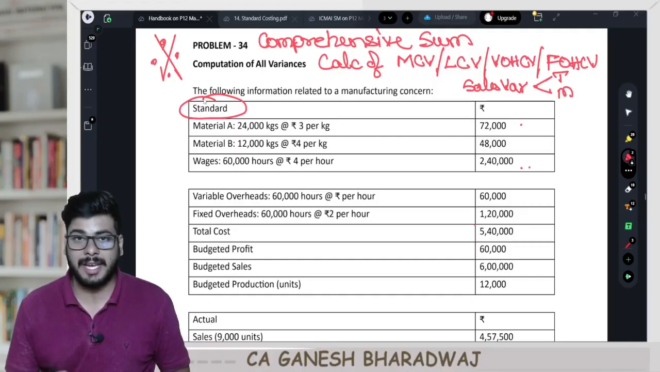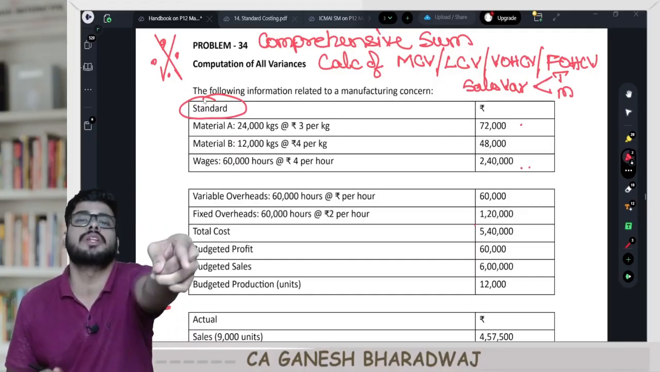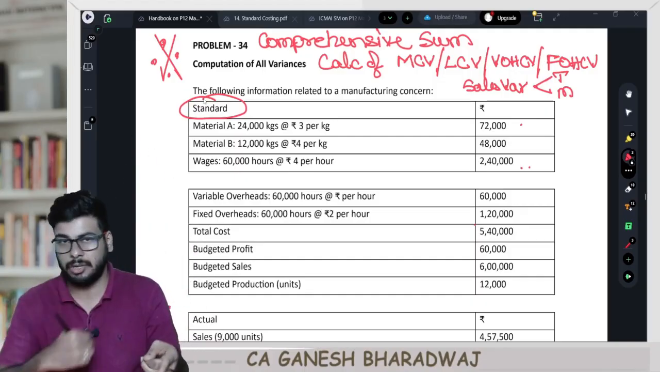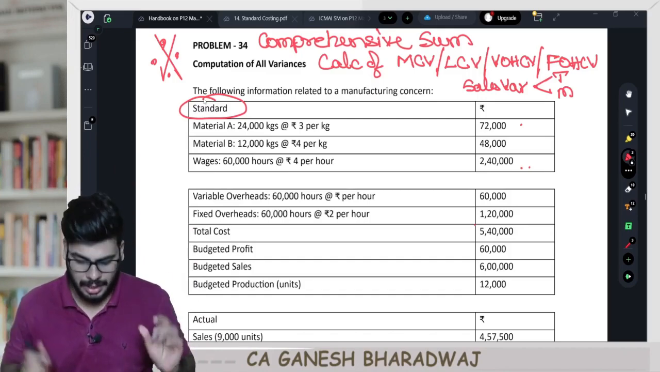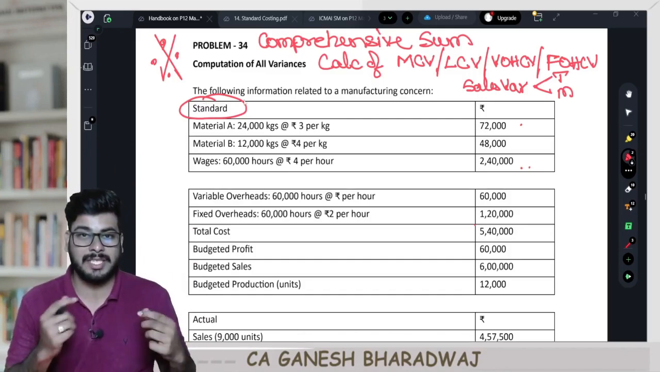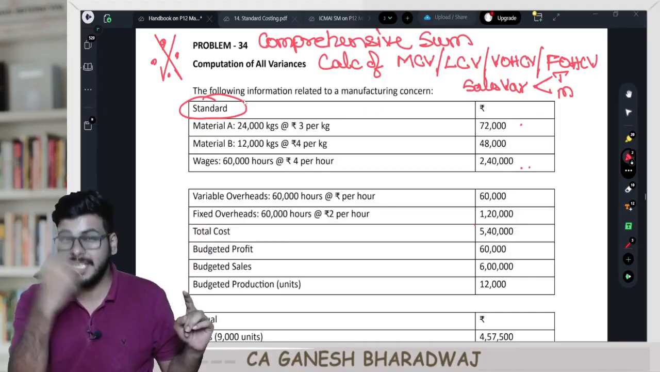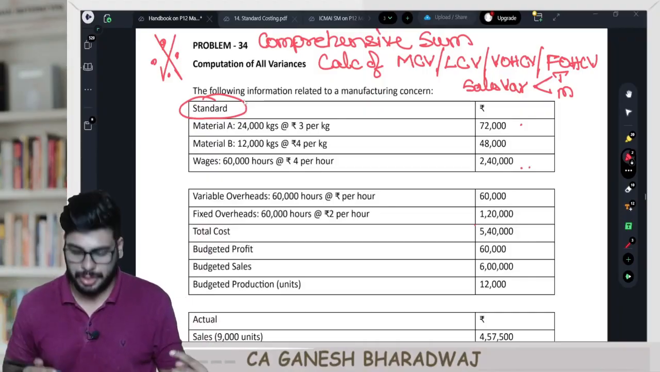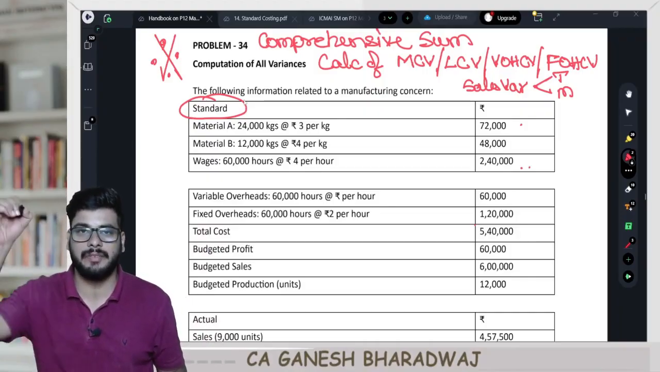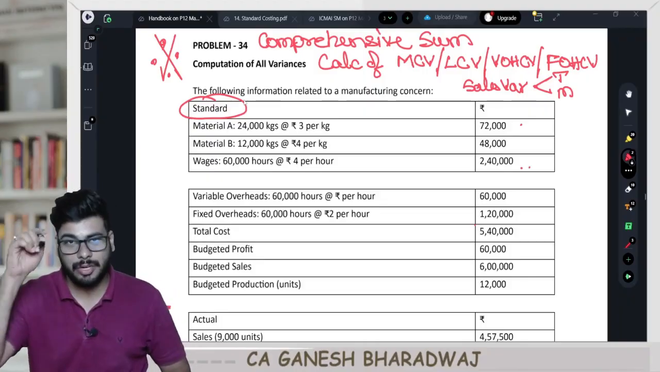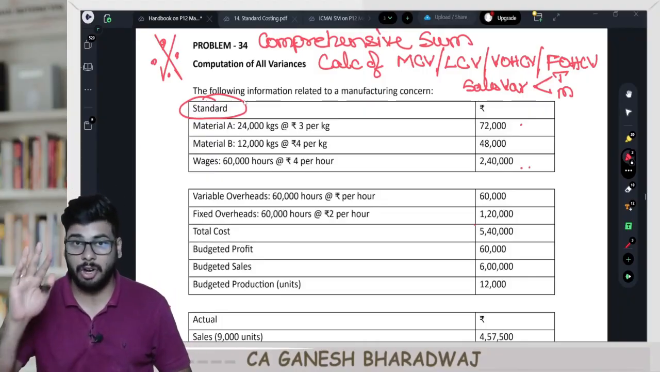What do you mean by standard? For the actual output, what should have been the cost which you should have incurred? Now, sometimes the word standard used in the question actually refers to budget. So we should see for what volume level they have given this data. Based on that only you can conclude whether this is actually standard or budget.